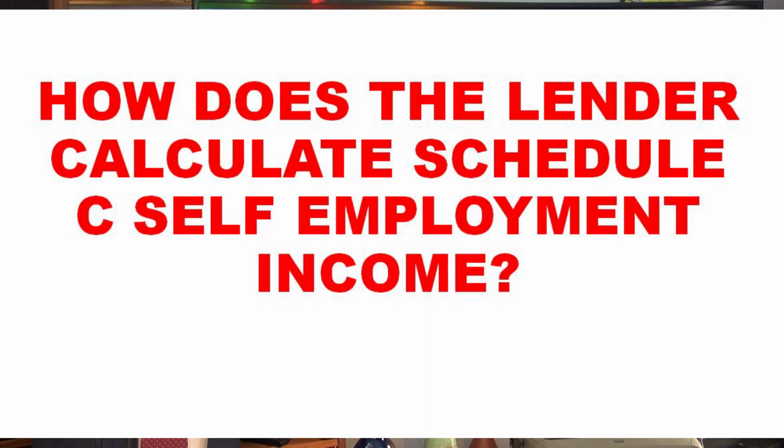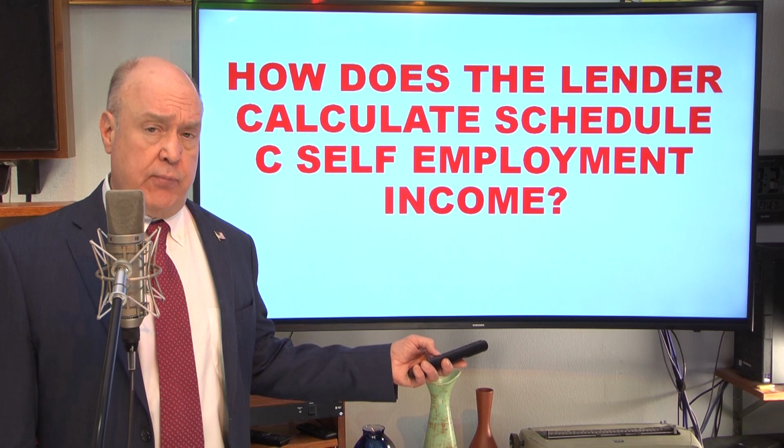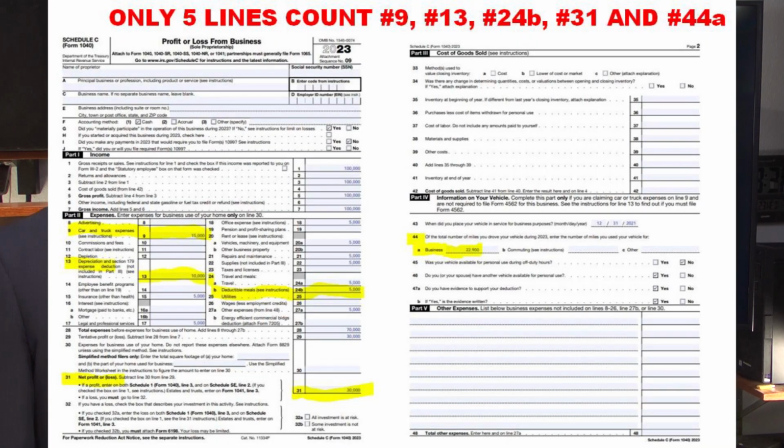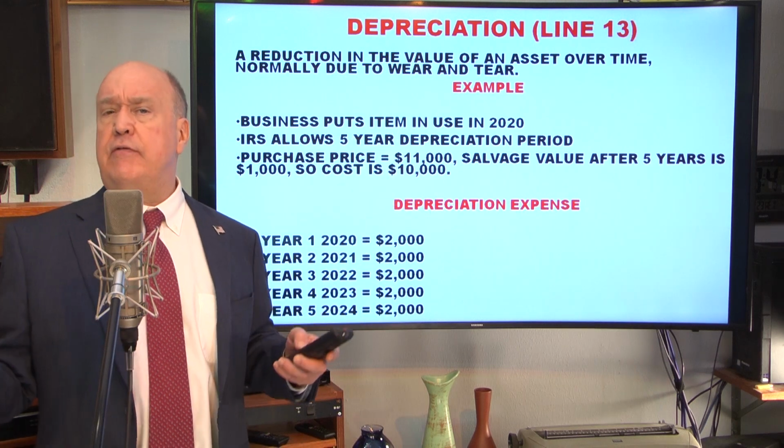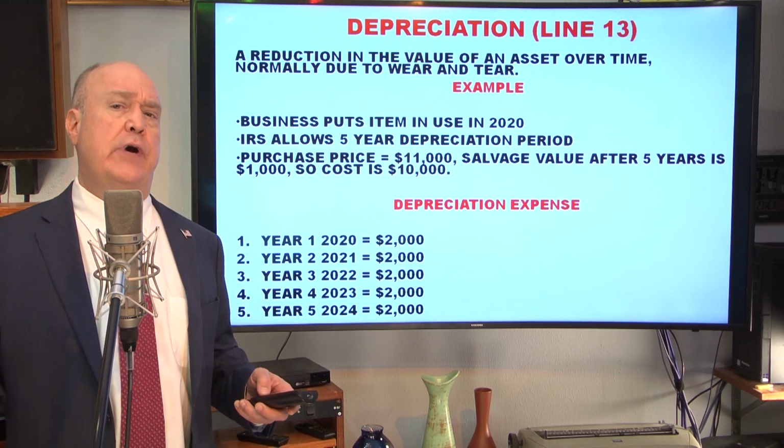So how does a mortgage lender typically calculate Schedule C self-employment income? Well, on this entire form, page 1 and page 2, in reality, there are only 5 lines that count. The first of the 5 lines that count is line 13, depreciation. Now, what's that? Well, it's a reduction in the value of an asset over time, typically through wear and tear.